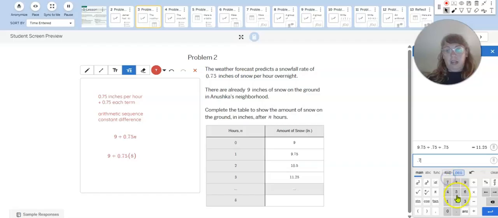So 0.75 times 8 gets us 6. So 9 plus 6 is 15. So our last one for 8 hours is going to be 15 inches. Beautiful. Once you have everything you need, push ahead to slide 4.